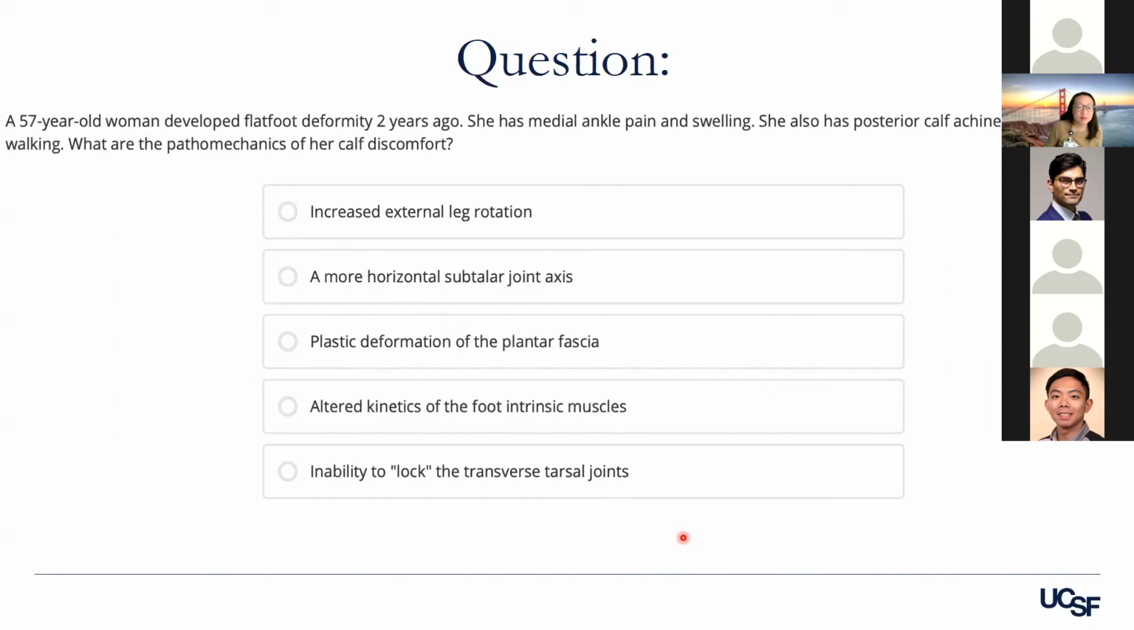I was going to go with 5, putting increased stress on the Achilles and gastrosoleus complex causing this calf achiness. Right, that is correct.